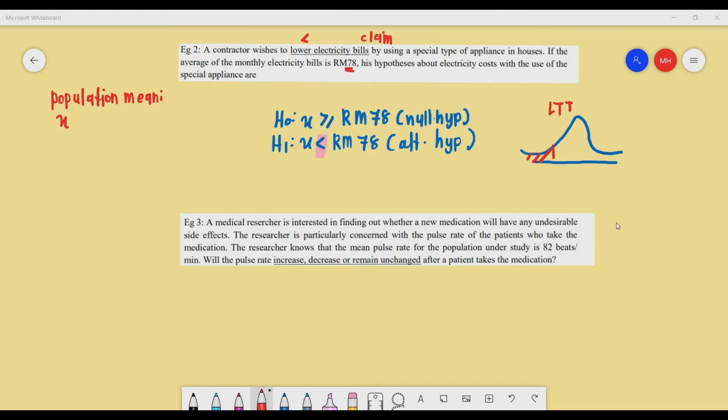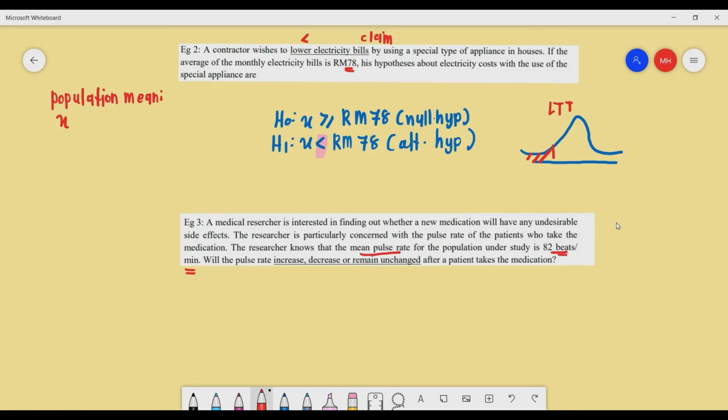And let's take a look at example 3 here. A medical researcher is interested in finding out whether a new medication will have any undesirable side effects. The researcher is particularly concerned with the pulse rate of the patients who take the medication. So basically this researcher wants to find out the effect of taking the medication, and is concerned with the pulse rate after taking it. The researcher knows that the mean pulse rate for the population under study is 82 beats per minute. So this one is the normal average pulse rate, 82 beats per minute.